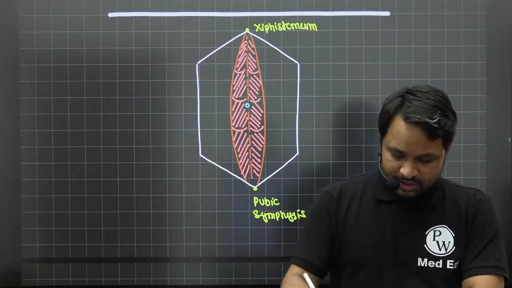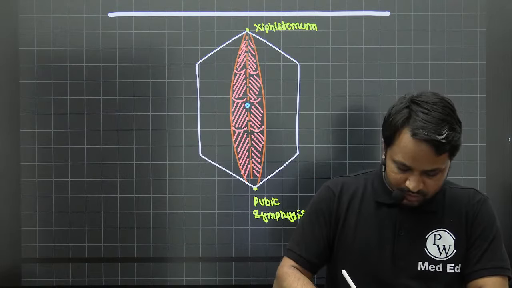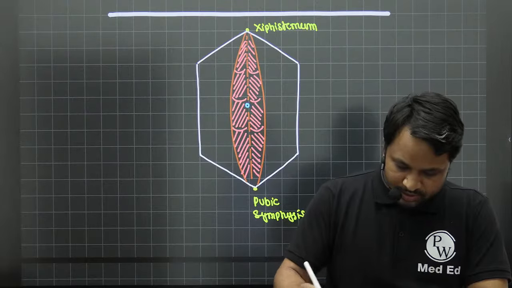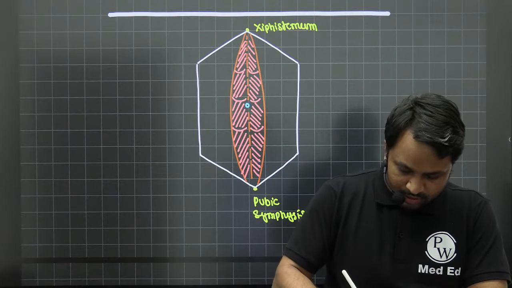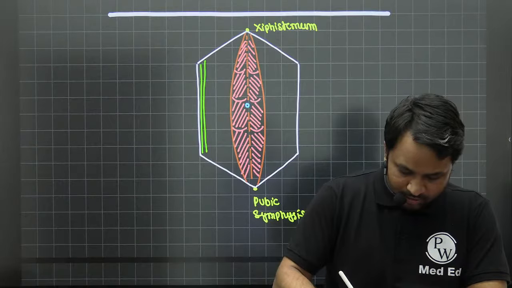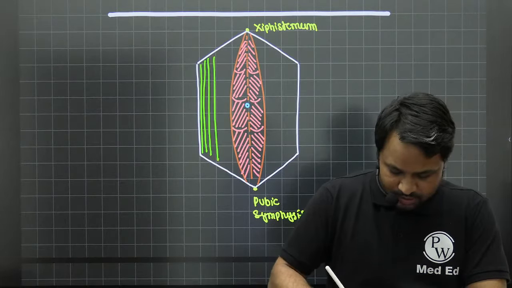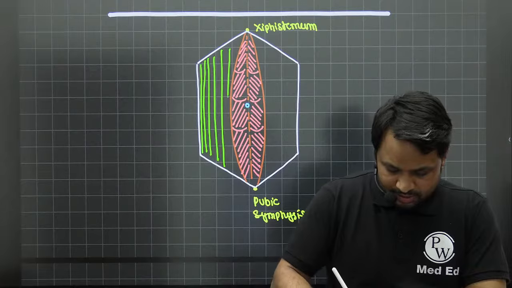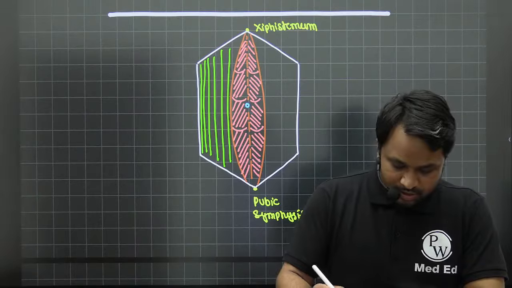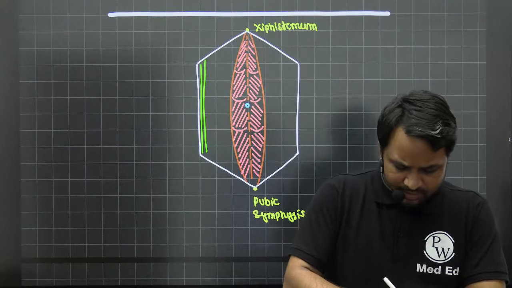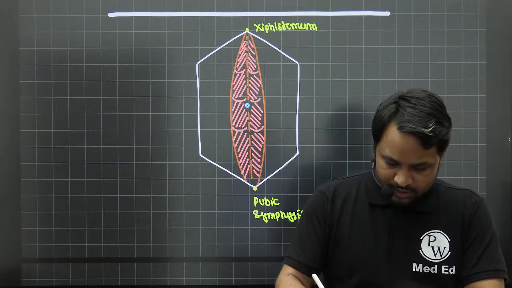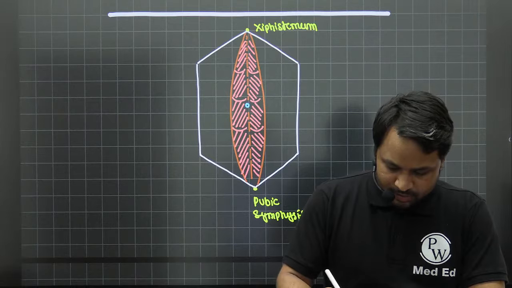On the lateral side, the orientation of the muscles which are present, these are your lateral abdominal wall muscles. So this is your lateral abdominal wall muscle, right? What I'm shading right now is the lateral abdominal wall muscles. Well, let's keep it simple.